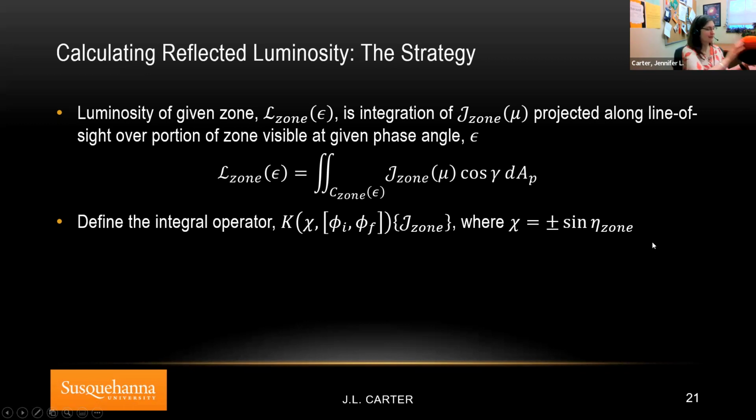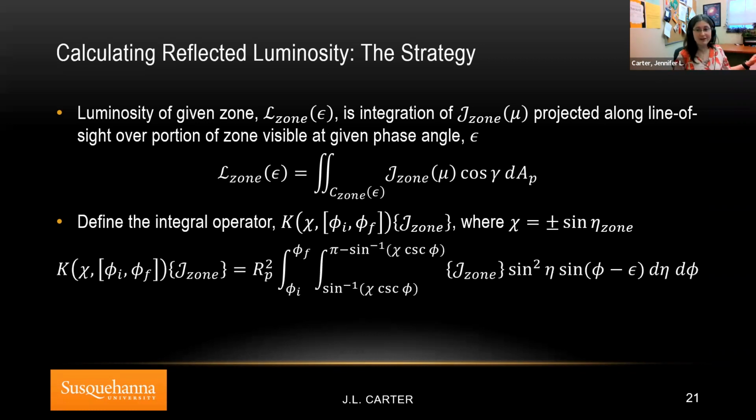Chi talks about each zone, right? Where does it end and start here? And then we have phi naught and phi f. This tells us where to start our integration. And there are two main cases to consider. If the zone is completely visible, we would start here and end here. The phi's just are governed by those locations. If instead the zone is only partially visible, we would start here and end at the limb, which is a function of phase angle epsilon. The integrals we are writing down are of this form.